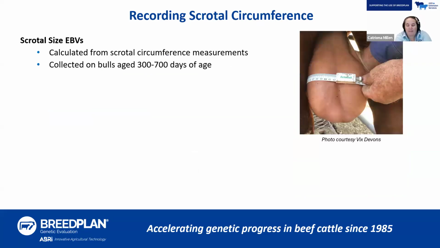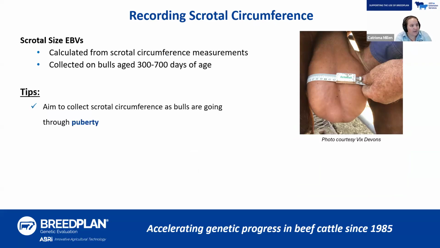And this is also when we recommend that you take your scrotal circumference measurements. These are used to calculate our scrotal size EBVs, and they are collected on bulls aged 300 to 700 days of age. The reason we recommend doing this at around yearling is because what we're really trying to do is get a feel of the difference in puberty. We're not just interested in scrotal size or scrotal circumference as a trait. It's actually trying to collect the differences in puberty in those animals.